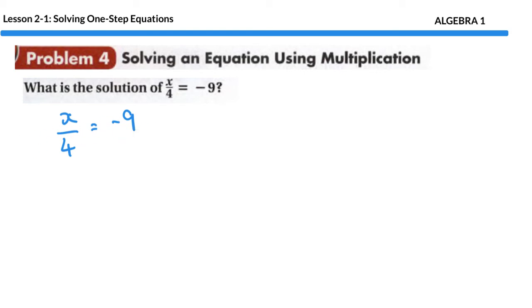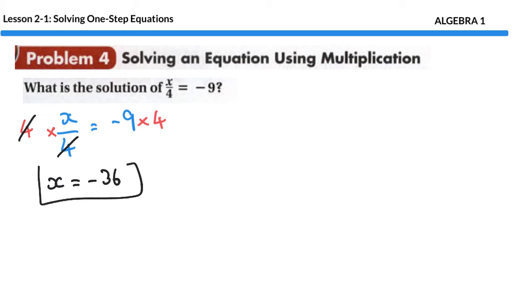So what happens? I multiply by 4 on both sides of the equation. So 4 and 4 cancel. X will be equal to negative 36. This is the solution of this equation. So how will you remove division? By multiplication. So let's see whether you have got it or not.